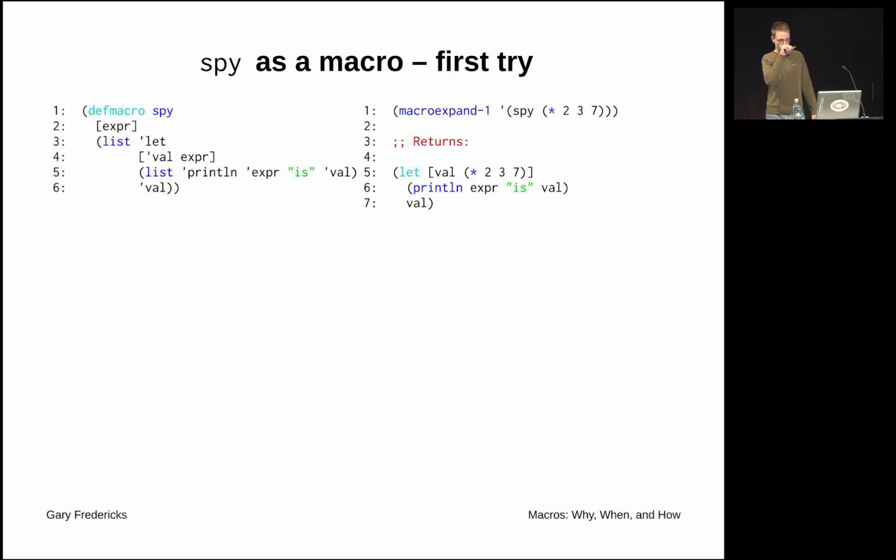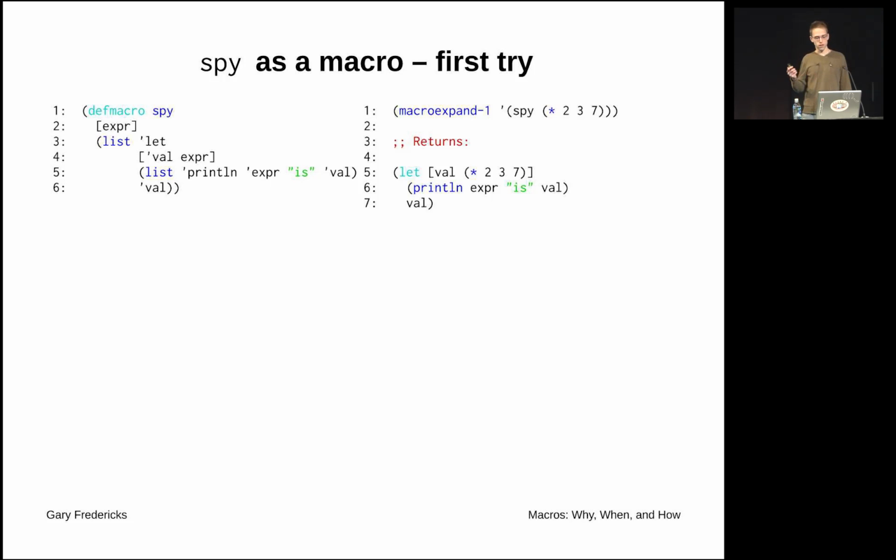And then on line 4, we have a vector with val quoted and then expression not quoted, so that the expression gets inserted into our form from the macro argument. And then on line 5, we have our print line call, with the expression quoted there, and then we return the value. And we can look at the expansion on the right-hand side. And the interesting point is line 6.